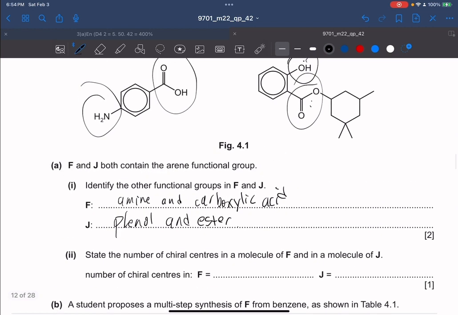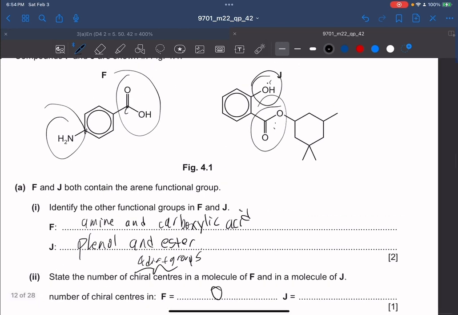State the number of chiral centers. Again, chiral center means something with 4 different groups. Here, I don't think any of the carbons even have 4 groups, let alone 4 different groups. So I think it's 0 here.